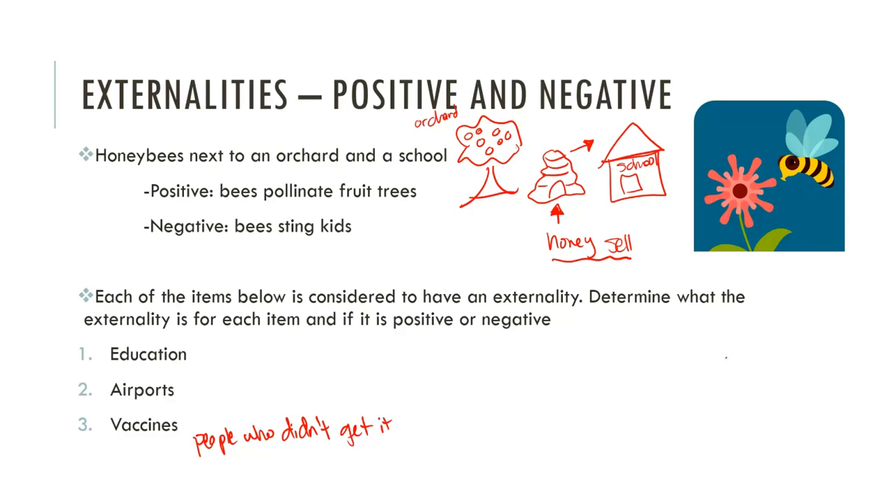Or airports, it's not the people who own the planes or the people who are flying on them, but maybe the people who are impacted in surrounding areas. Same thing for education. You're not thinking about the costs and benefits to the person who's going to school and getting educated. You're thinking about the costs and benefits to society. Okay, so pause here. Think about this for just a minute. There are lots of possible answers, but just see if you can come up with a couple for each of these.